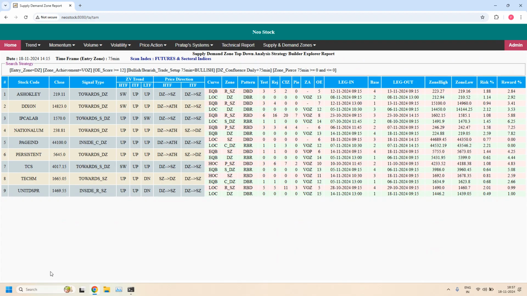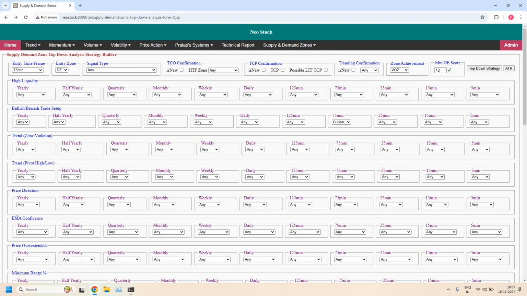In all these 9 stocks, the 75 minutes demand zones are part of the daily demand zone, and daily trend is up. ITF is daily, so daily trend is up. So if these daily demand zones are having daily EMA confluence, there could be even more high probability setup supported stocks. Let's verify the EMA confluence at a daily time frame.